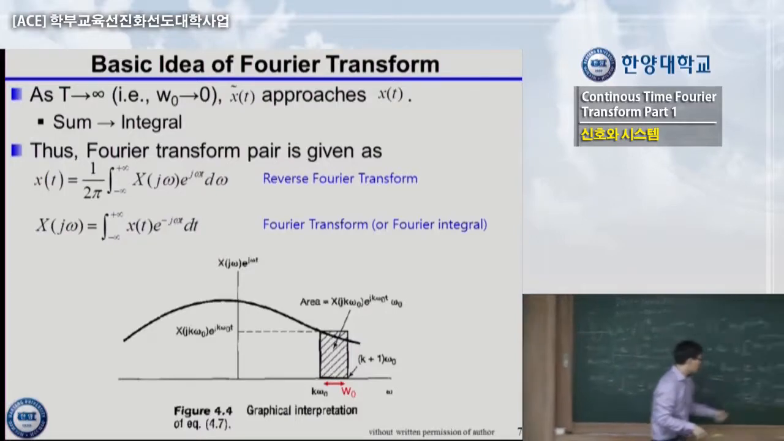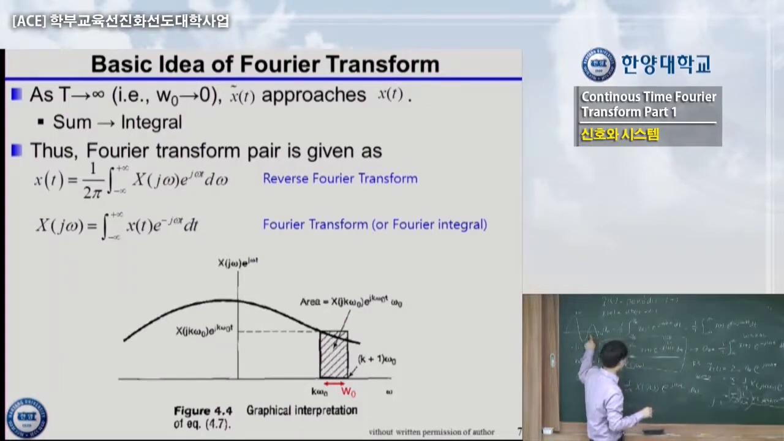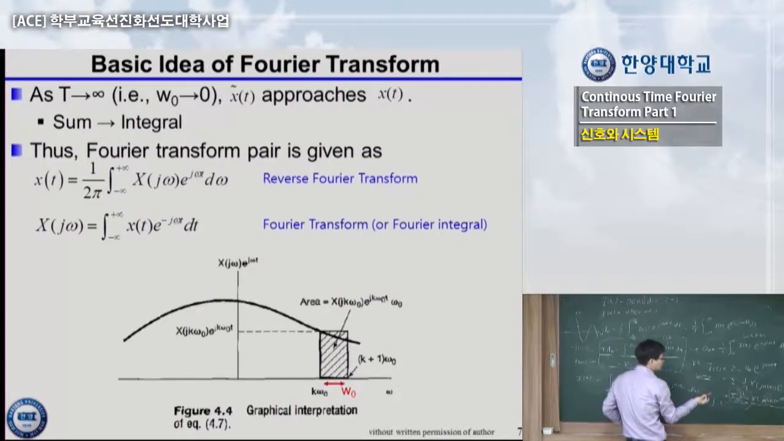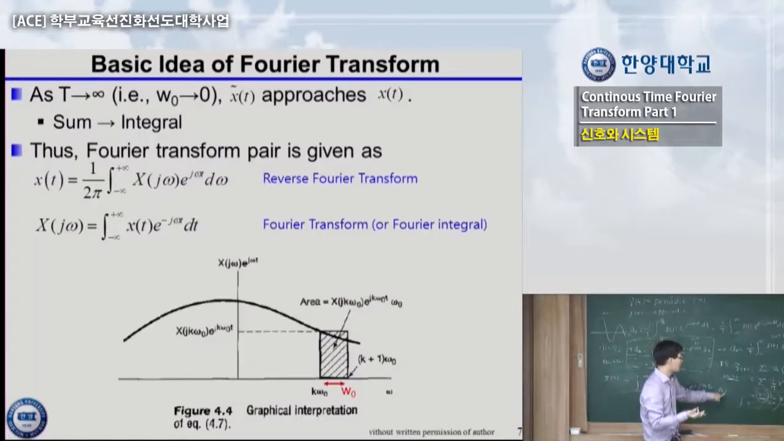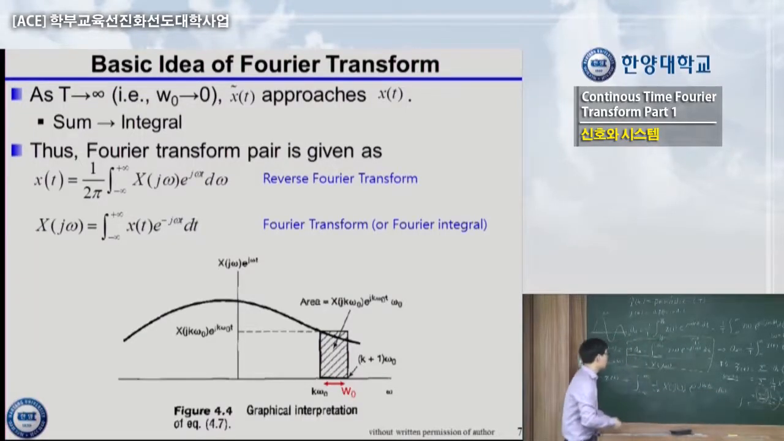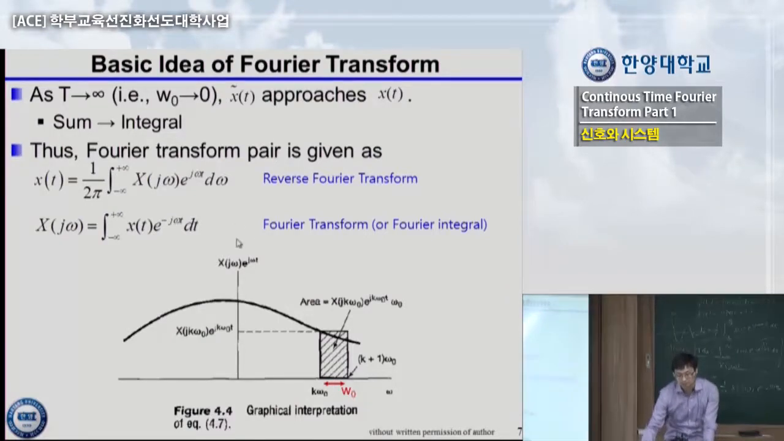Using this logic, we figure out that those are areas under this line, and when this omega 0 becomes infinitely small, that's similar to integration. This one changed to integration. 2 pi stays. This one, as k omega 0 goes to infinitely small, we can change to omega. Likewise, omega 0 is infinitely small, which is d omega. So this is the equation of the Fourier transform.